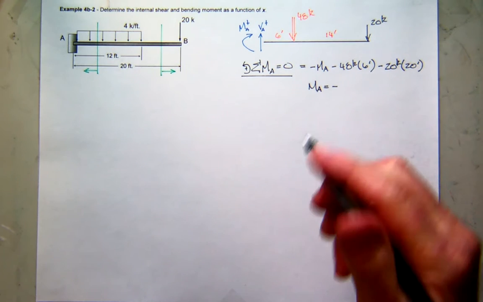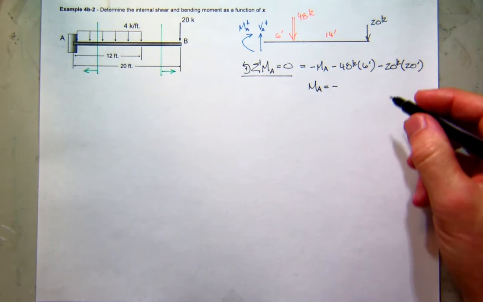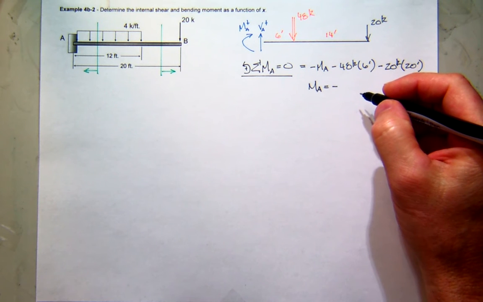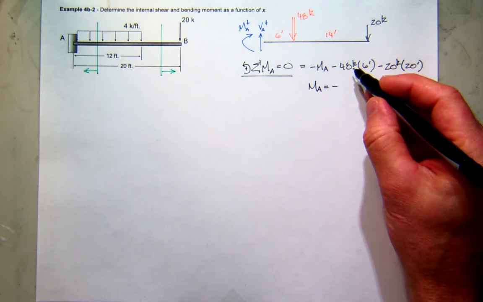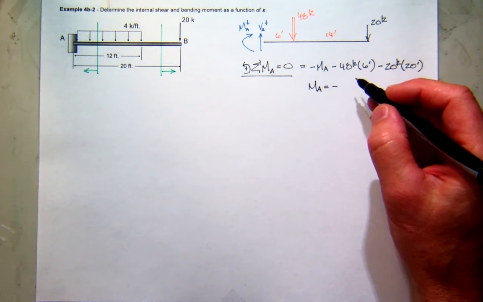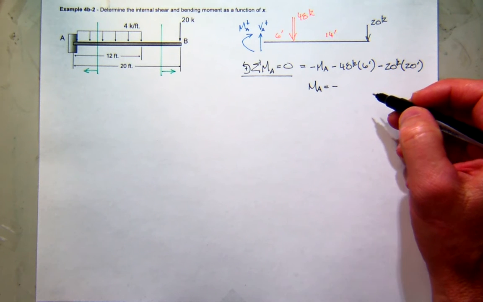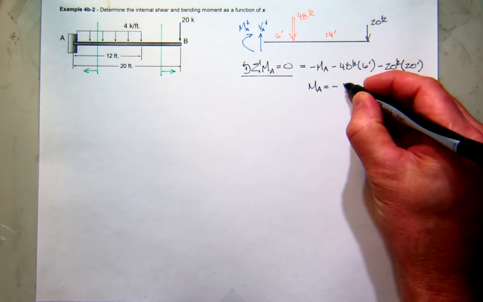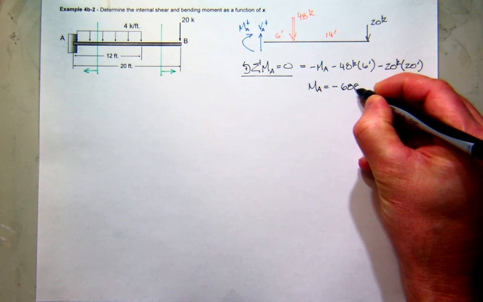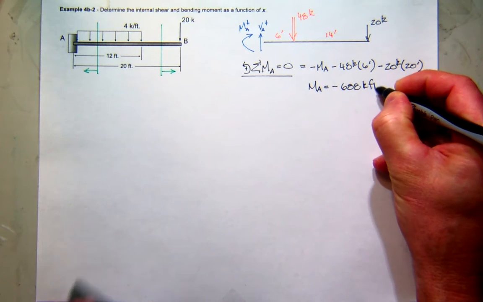What's that? 688. Anybody else get 688? Just to be sure. I know this is 400. I don't know what that is off the top of my head. 688. And that will be kip-feet.